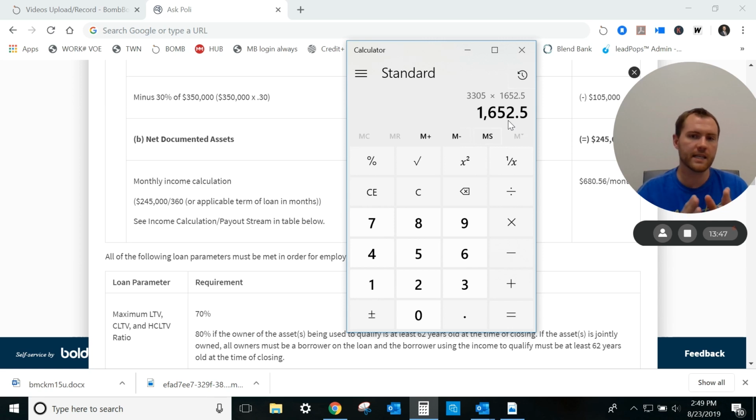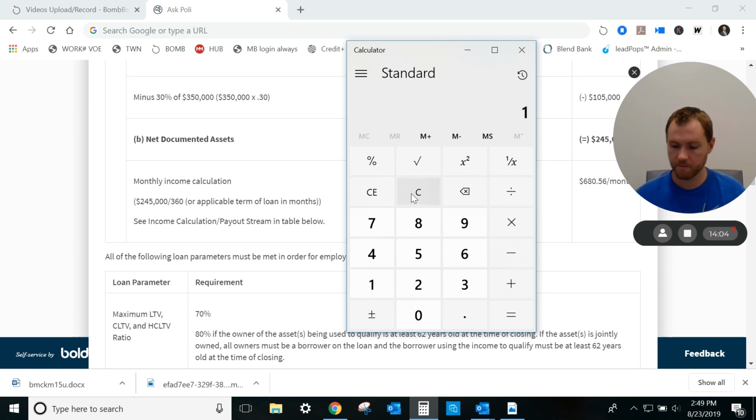So let's say that number doesn't quite work. Let's say the ratios are too tight, can't do it. Okay, great. What are the other solutions? Take a look here. You're taking that net documented assets and dividing that by the number of months in the loan term.